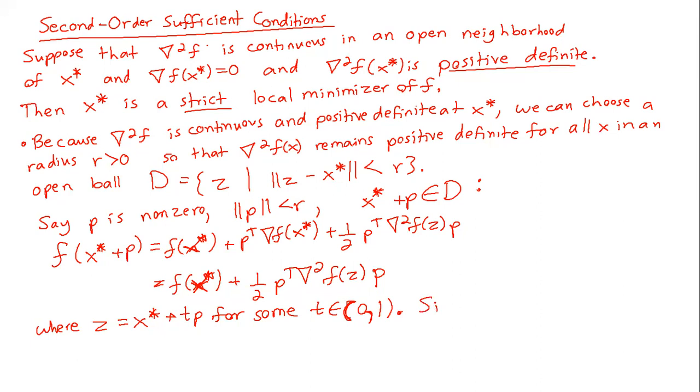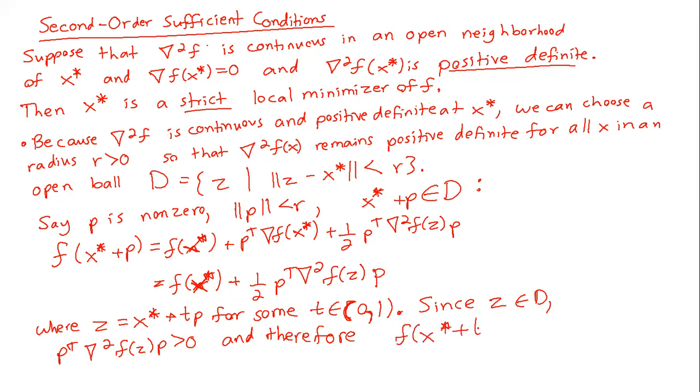And then the way the book finishes is they say since z is contained in the ball, then p transpose del squared f of z p is greater than 0. And therefore, f of x star plus p is greater than f of x star. A lot of this lecture I just copied word for word out of the book, but this gives the idea of how the proofs are done for the first order and second order sufficient conditions, and now we can have some time to actually talk about it.